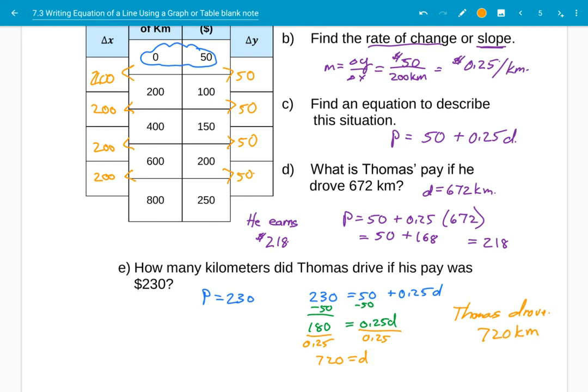That's a lot of driving. He must be working on the highway to do that much in a day. And I think that's it for the examples for this lesson.